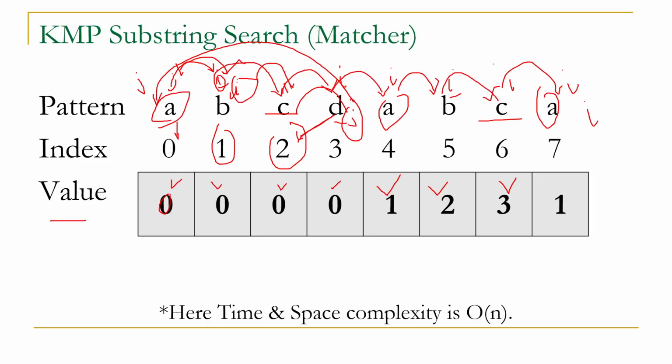Now J is in 0 index, and then we have to find if there is a match or mismatch, and we see that A is matched with A. And then J index is 0. Then we can input the value 0 plus 1 is 1. Here time and space complexity is order of n to make this array.